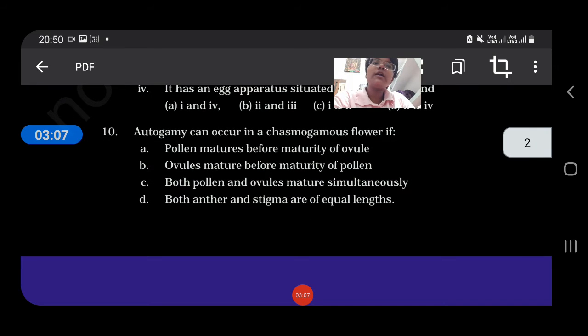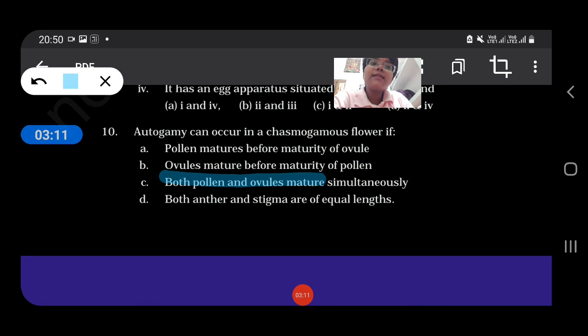Autogamy can occur in a chasmogamous flower if both pollen and ovules mature simultaneously, so that a chasmogamous flower can undergo autogamy. Okay.